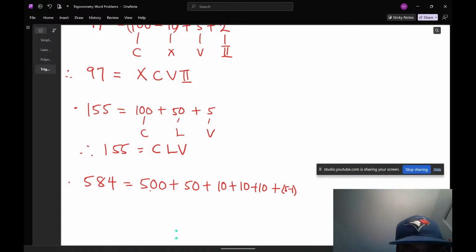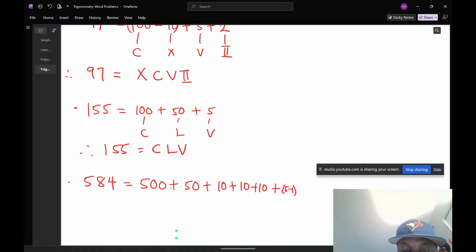So 500 plus 50 will give us 550. And you must make sure that when you're adding it up, the way you broke it down, it is correct to give 584. 500 plus 50 is 550. 550 plus 10 is 560. 560 plus another 10 is 570. 580, and then 584.